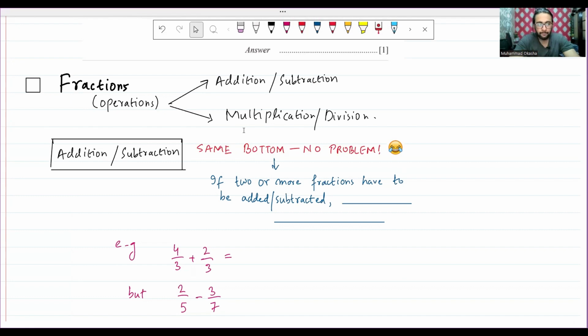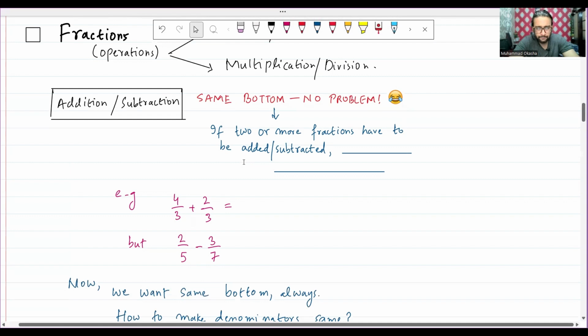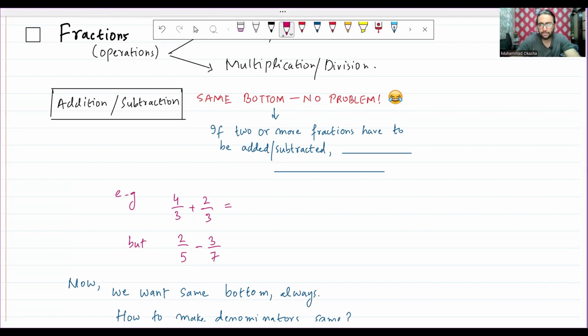Right. Addition and subtraction. How do we add and subtract fractions? Well, the rule is same bottom, no problem. If two or more fractions have to be added or subtracted, they must have the same denominator. In other words, the same bottom. So the bottom bit has to be the same.